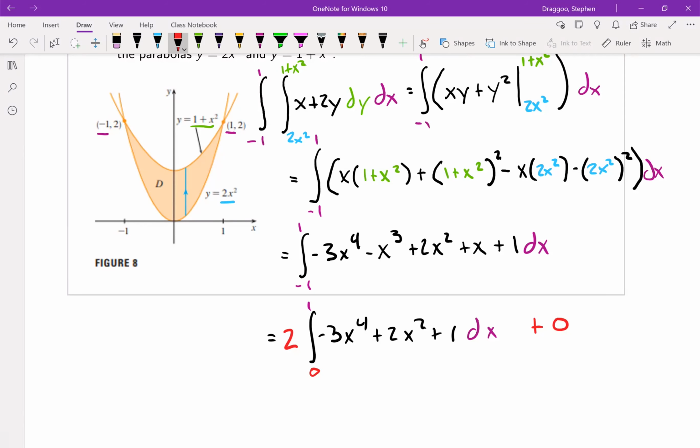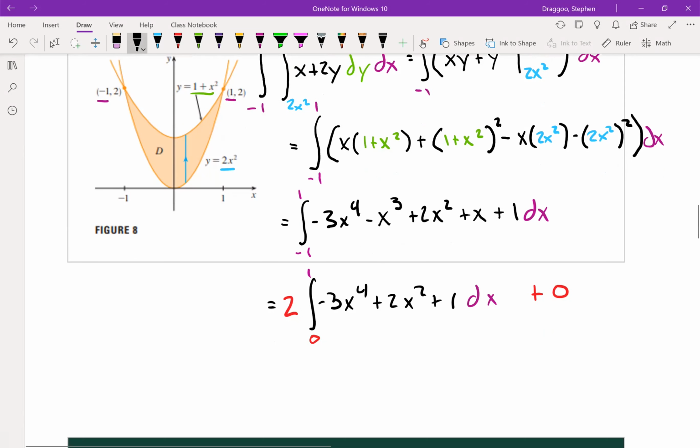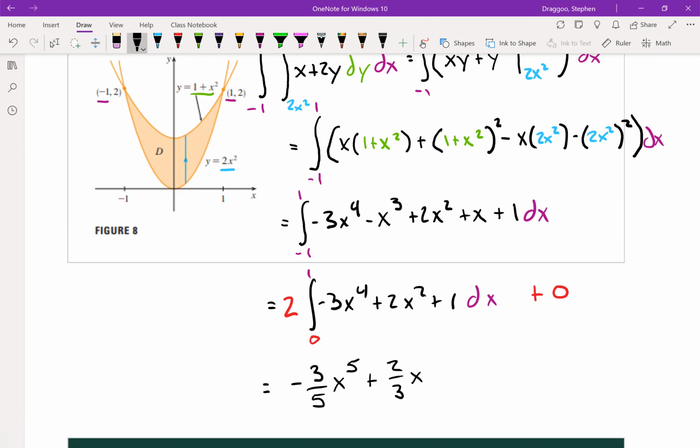So taking this integration doesn't look too bad. We'll have -x to the 4th. Well, let's try that again, because that's not how numbers work. -3 over 5 x to the 5th. There we go. Plus 2/3 x cubed plus x. And we'll evaluate from 0 to 1 and multiply everything by 2.